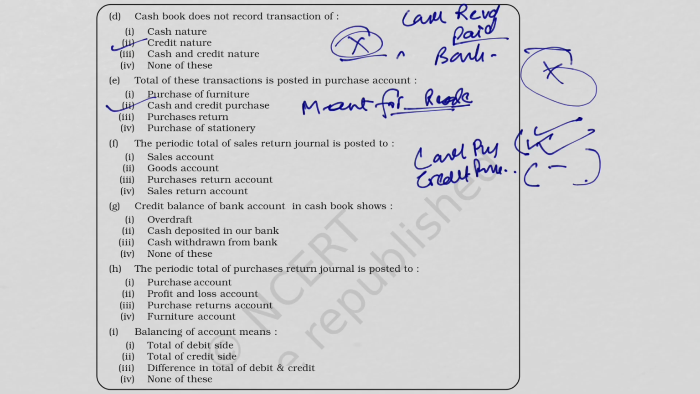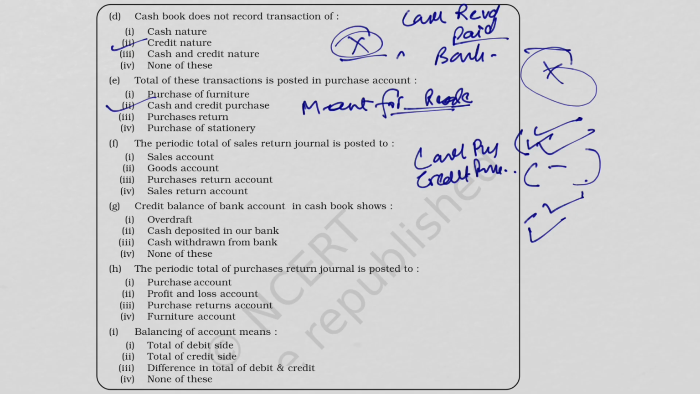When we say purchase of furniture, it is not recorded in purchases account. Purchase of furniture is recorded in furniture asset account. Purchases return is recorded in purchases return account. Separate account is maintained. And when we are doing purchase of stationery, it is an expense, it is recorded in stationery account.